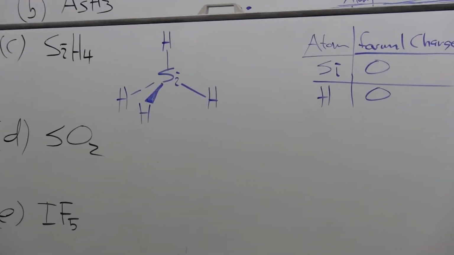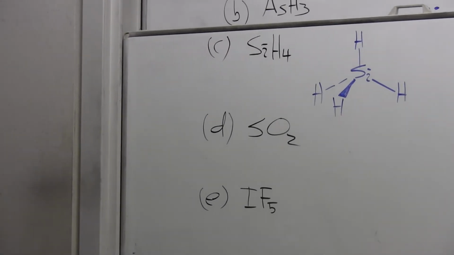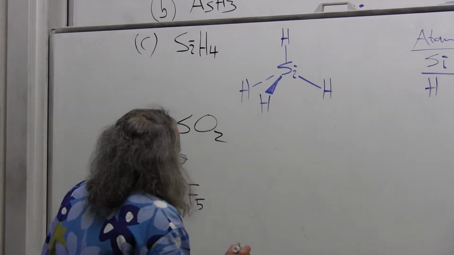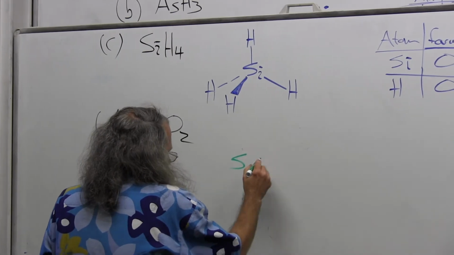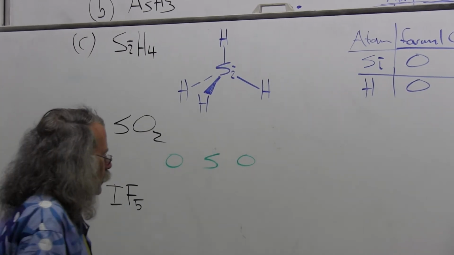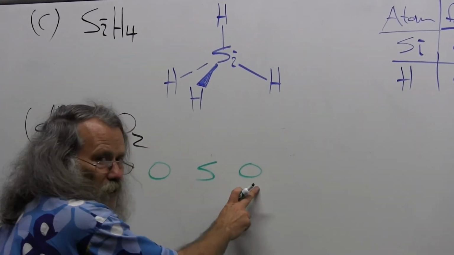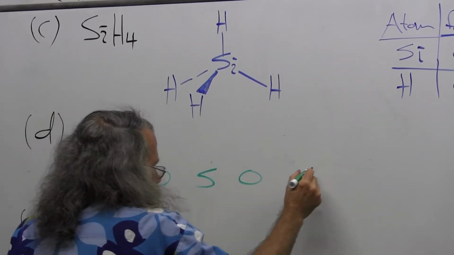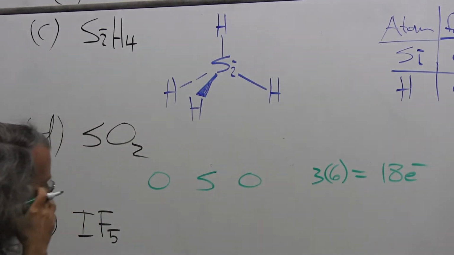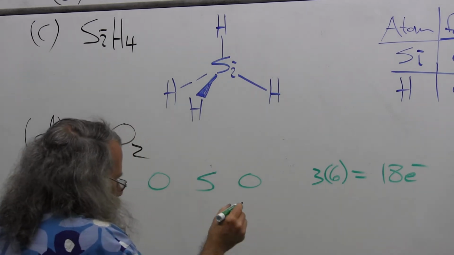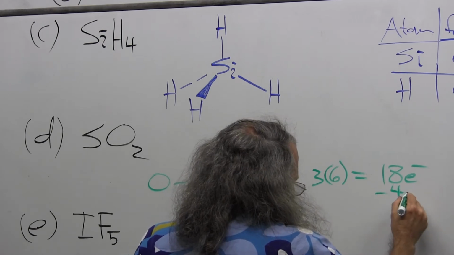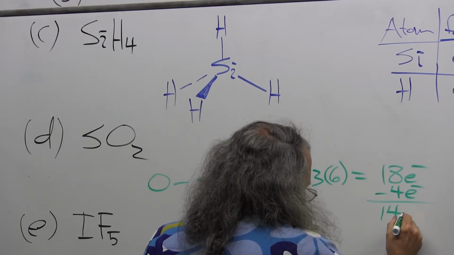Now, number D, which is sulfur dioxide. I'm going to start out with my sulfur molecule in the middle. My oxygens are disposed about it. And now I'm going to add up the electrons. They're all group 6. So I have 3 times 6 equals 18 electrons. And now I'll draw a line connecting the central atom to the outer atoms, deduct 2 electrons for each such bonding pair, give me 14 electrons remaining.